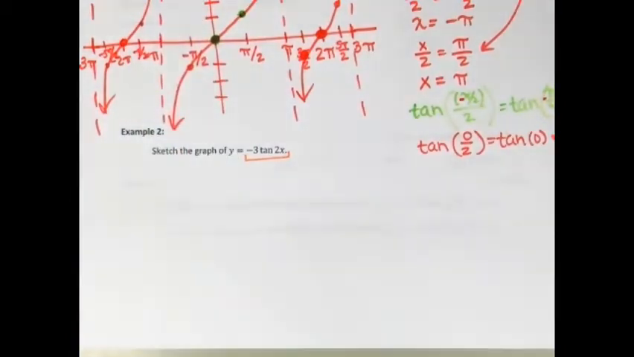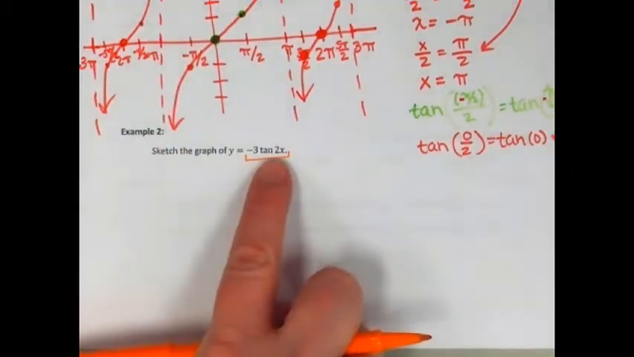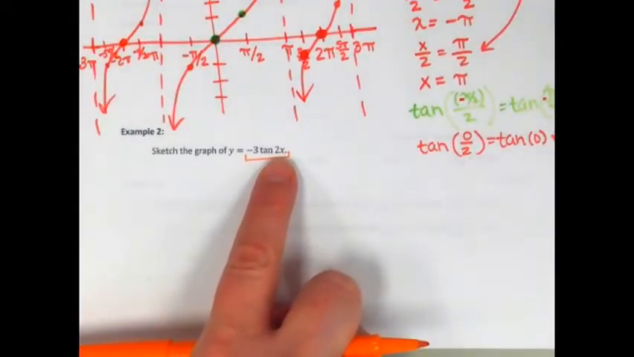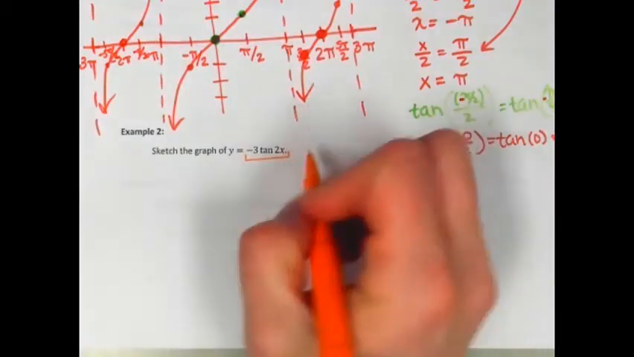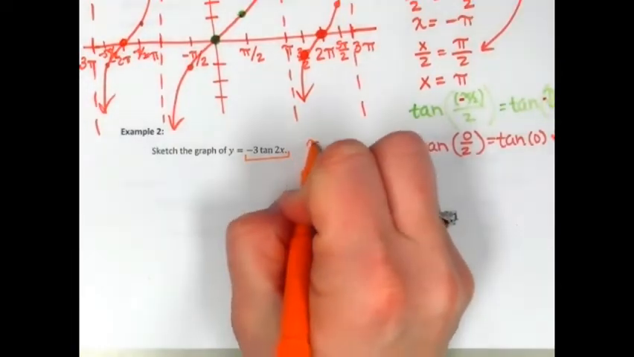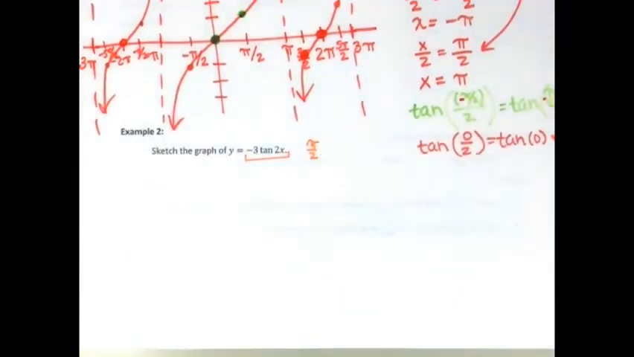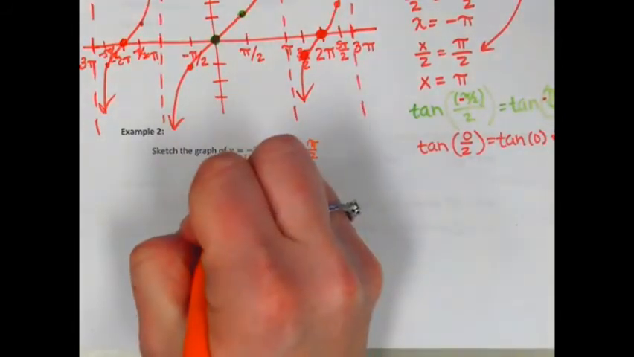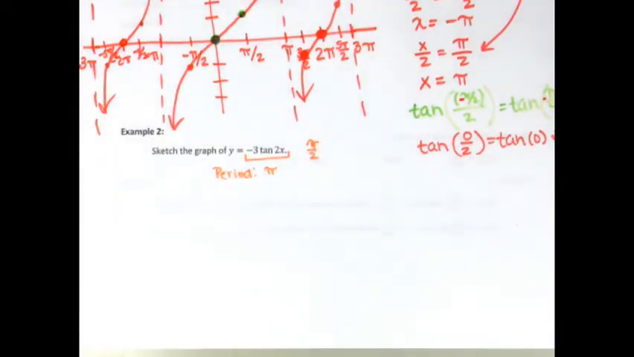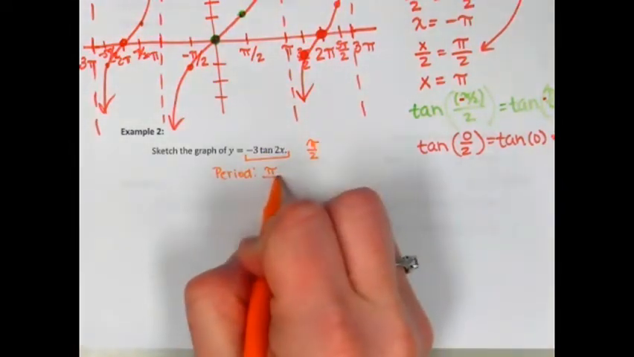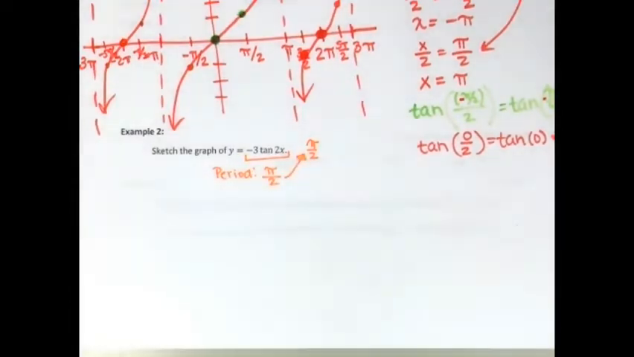Now, this 2x is going to change what? My period, right? What is my period going to be? Pi over 2, yep. Why? Because normally my period is pi, right? And then we always divide by my b, which is 2. So that's why we get that pi over 2.